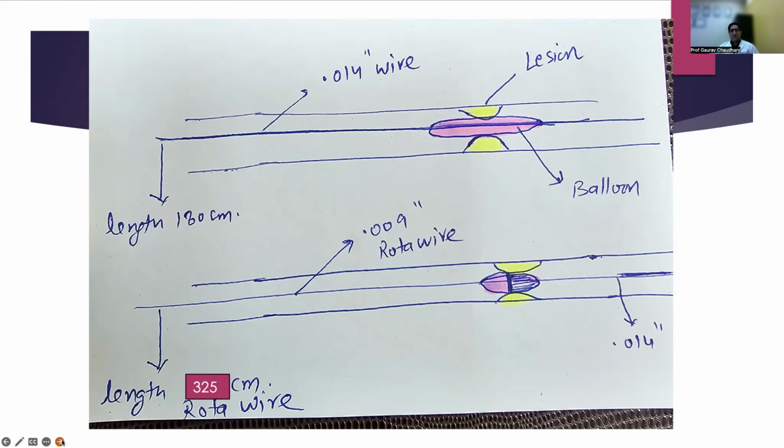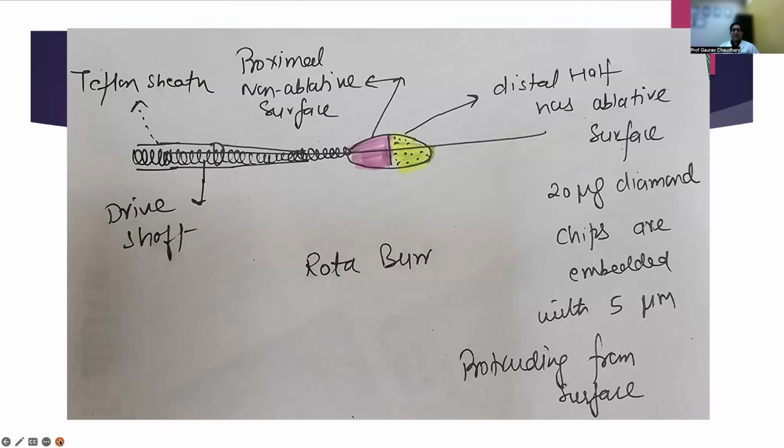This is a longer wire, a 325 centimeter wire, and at the tip it is 0.014, but the proximal part is 0.009. This thicker portion of the wire prevents the burr from coming to the distal part of the wire, going from thin to thick. So it acts as a barrier.